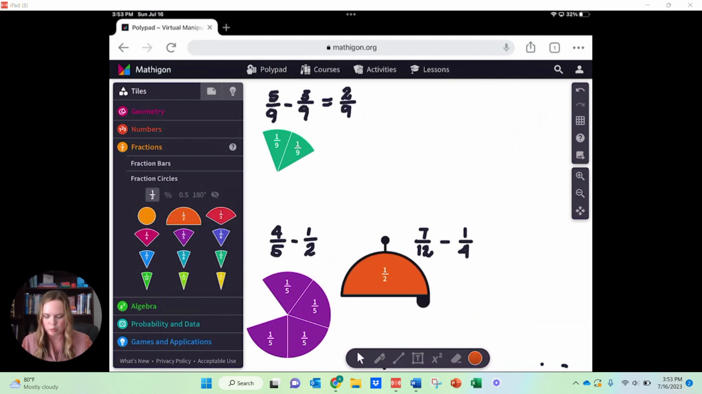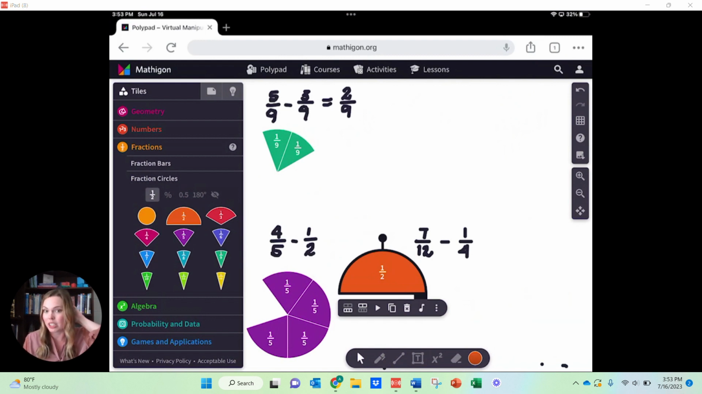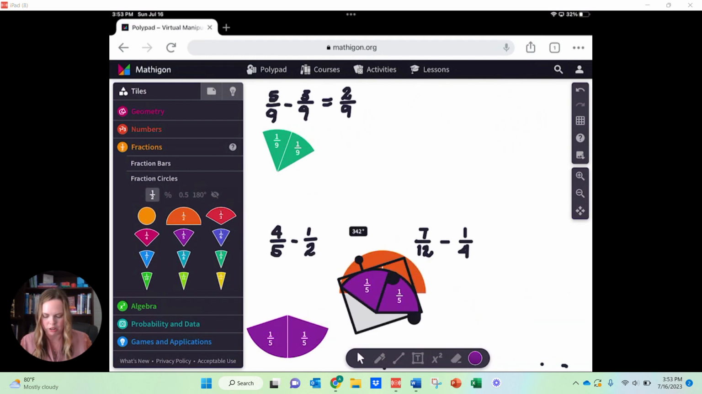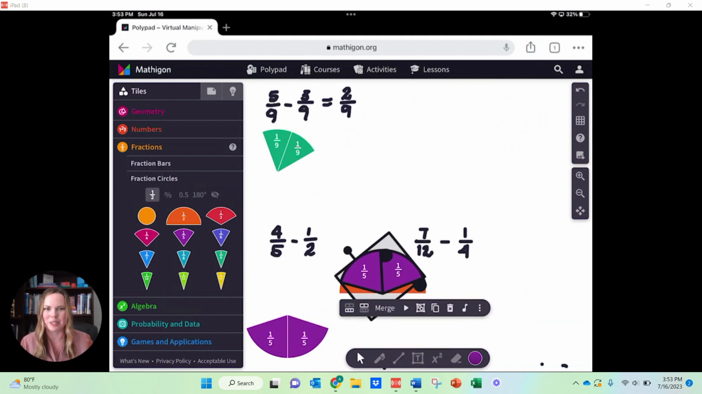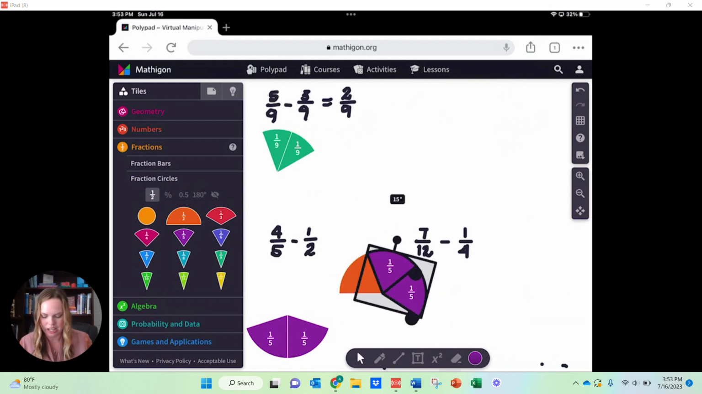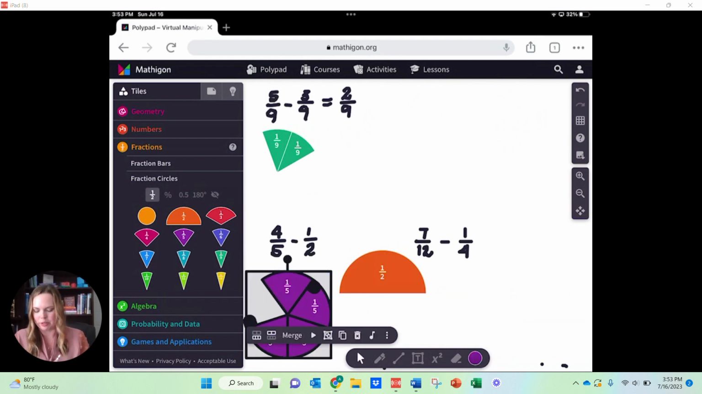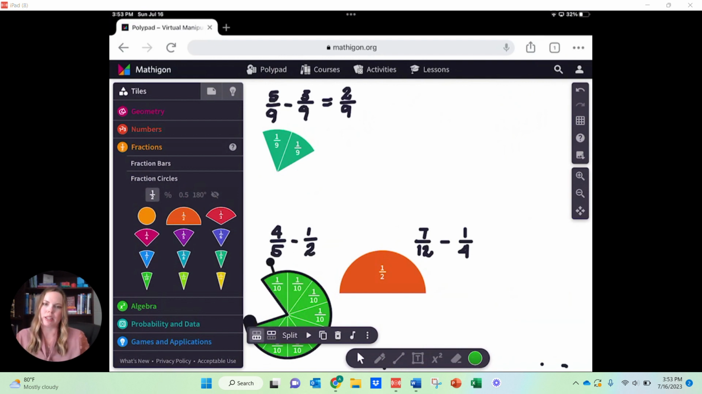Sometimes I like to pull up a half just next to it so that I can visually see what it looks like. Really being able to see that these 2/5 would not be a half. We've got some pieces, something missing there. I'm not able to remove a half unless I start cutting this pizza into more pieces. So I'll merge them back together and start renaming them into something that I could perhaps find a half of.